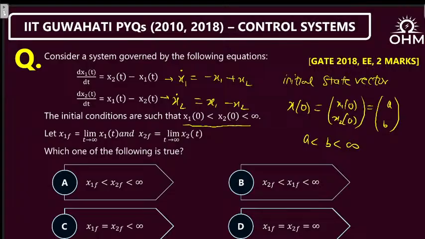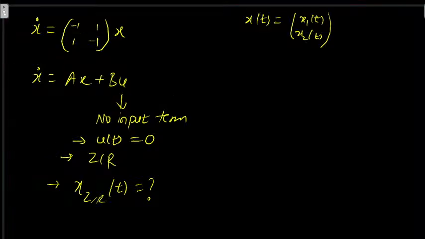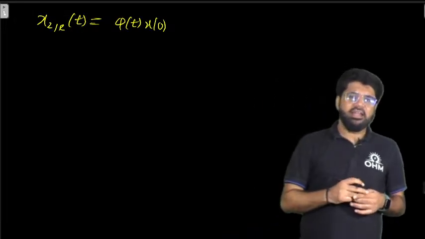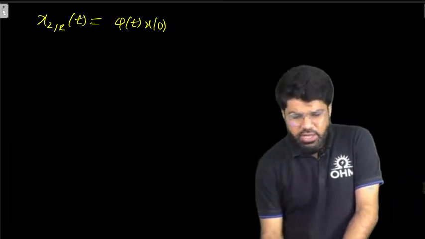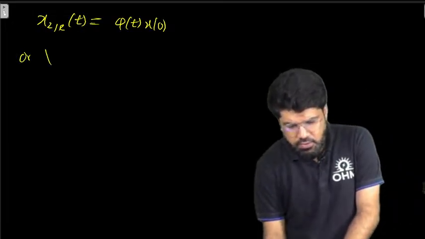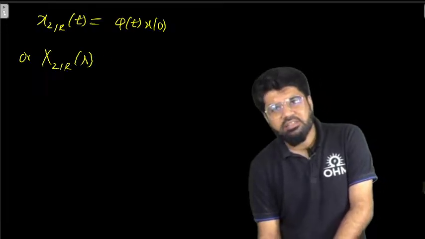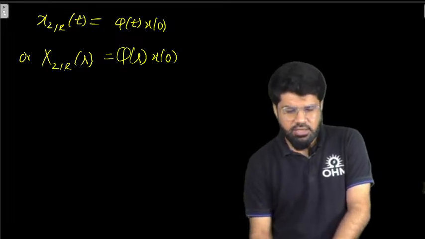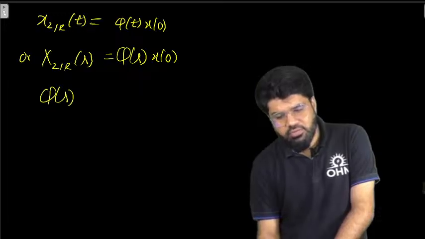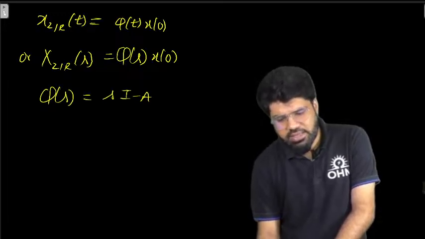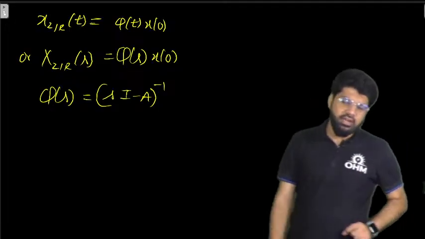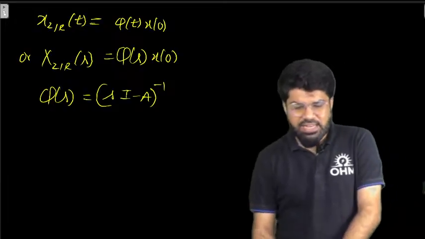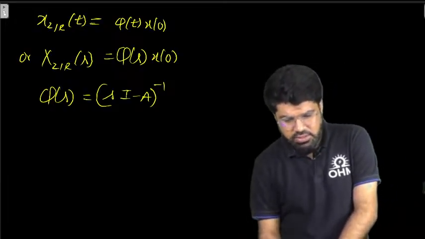So what is xZIR(t)? Phi(t) into x0. Phi(t) is not given, so if you take it in the s domain, xZIR(s) is the Laplace transform, phi(s) times x0, where x0 is a constant initial condition. What is phi(s)? Already in one of the questions we revised that phi(s) is (sI minus A) whole inverse. So let's first target sI minus A, and if required we can go to the time domain.